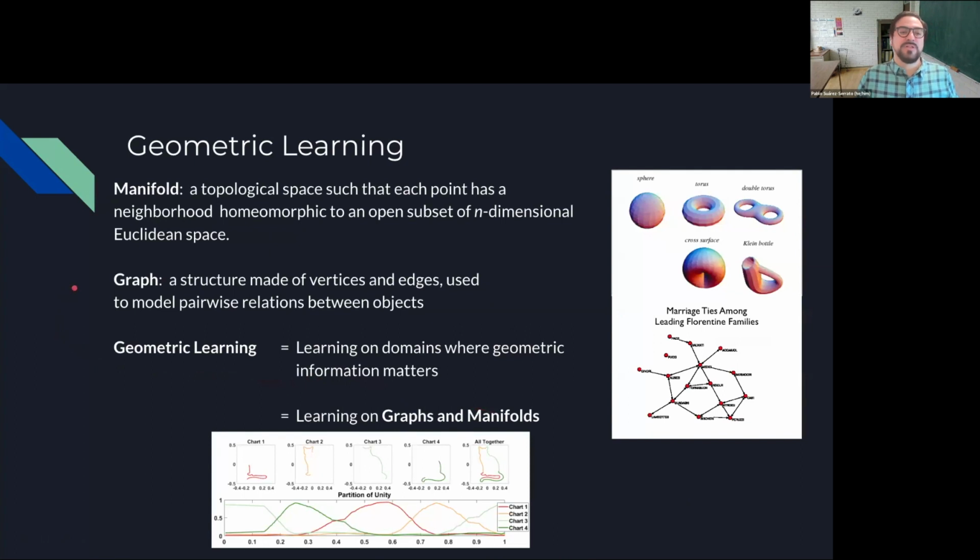So the area of geometric learning, we can think about it as learning on domains where the geometric information matters. And these typically will be manifolds and graphs. Now, here on the right, we have some examples of manifolds that you might be familiar with, just two-dimensional surfaces. They might be orientable or non-orientable. And on the bottom, we have an example of the Zachary Karate Club network, which is very well known in network science. So these are just examples to keep in mind of things that we're interested in when we think about geometric learning. And in general, we're thinking of graphs and manifolds.